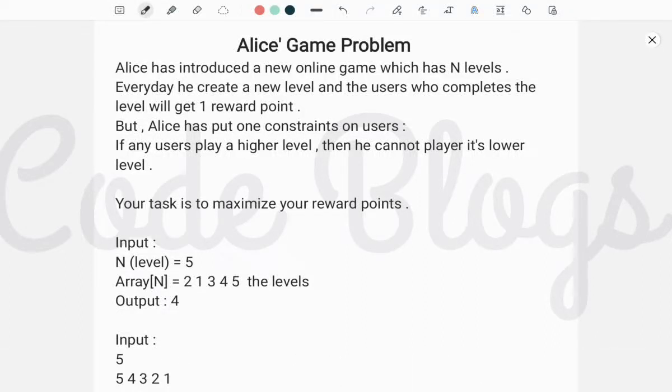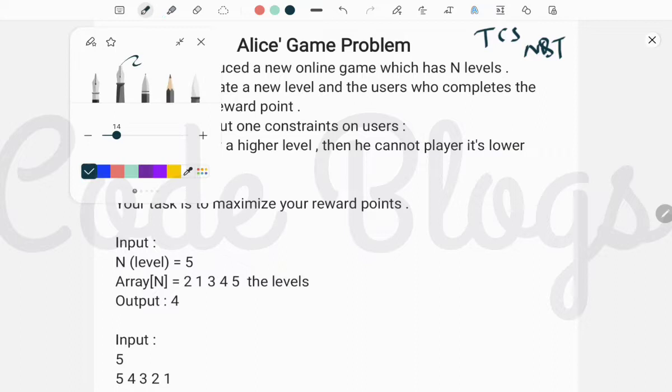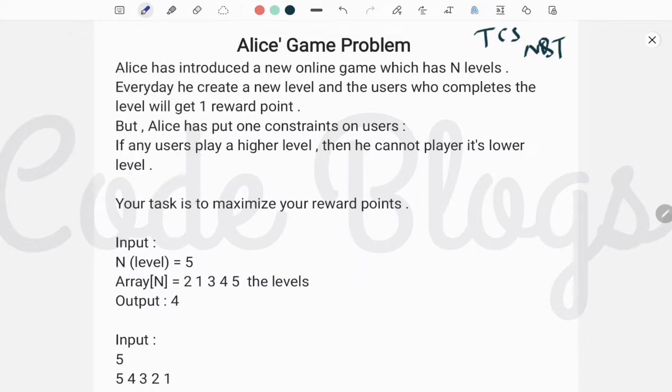In this video I want to discuss an important problem of TCS NQT. This problem is from TCS NQT and it is the Allies game problem. Allies has introduced a new online game which has n levels. Every day he creates a new level and the users who complete the level will get one reward point.